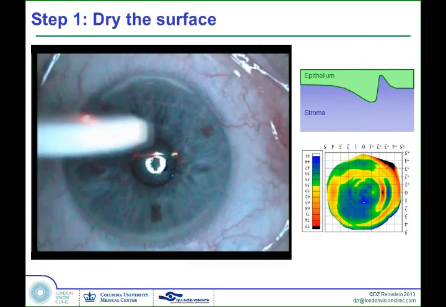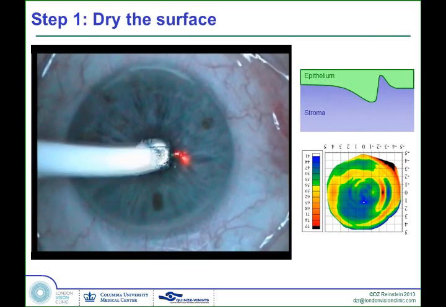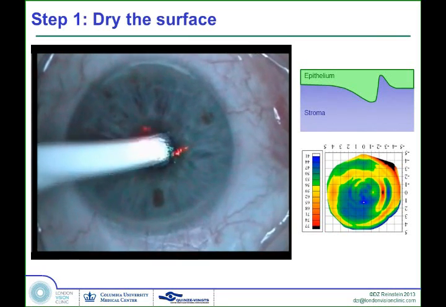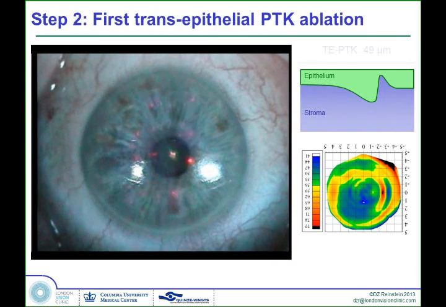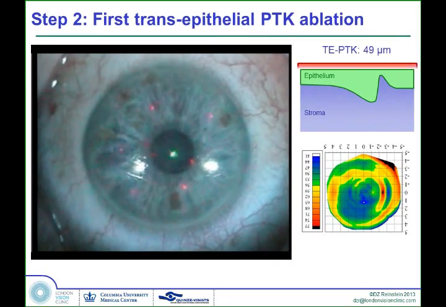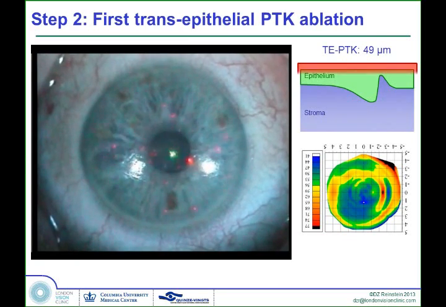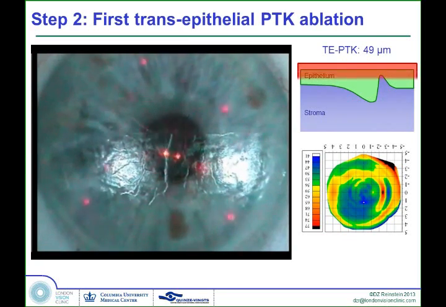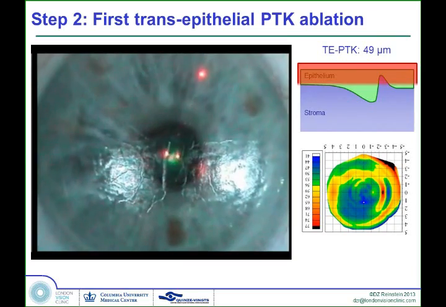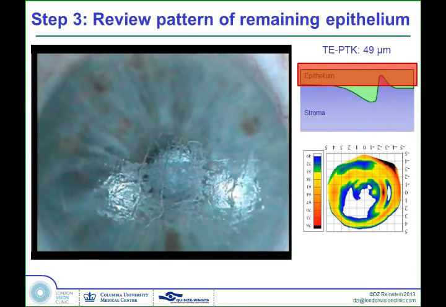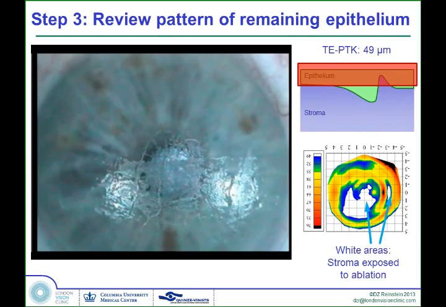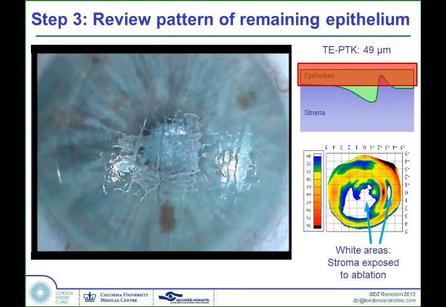So we start off. Can you switch the sound off, please? Thank you. We're just going to dry the surface and set the tracker somewhere in the middle and go through our trans-epithelial PTK down to 49 microns. And we chose 49 microns because that was a location where we could stop and compare what we achieved to what we simulated we were going to achieve.